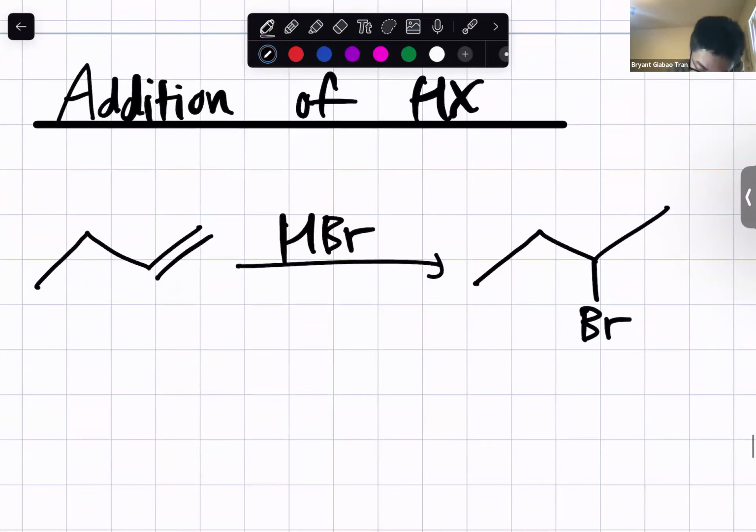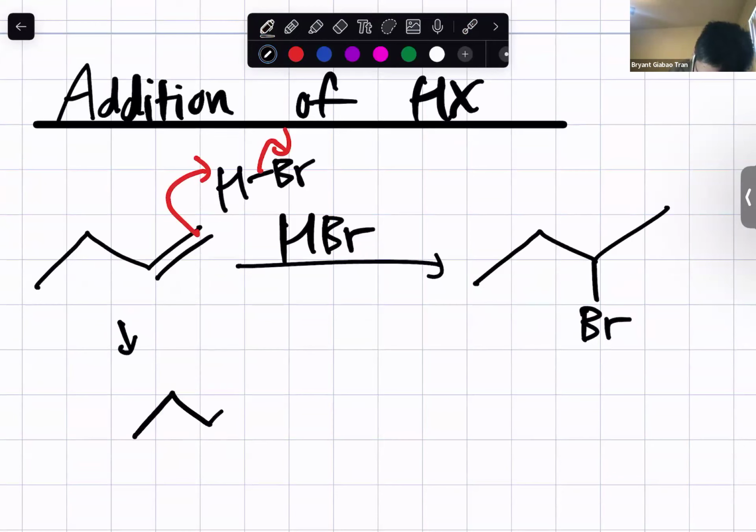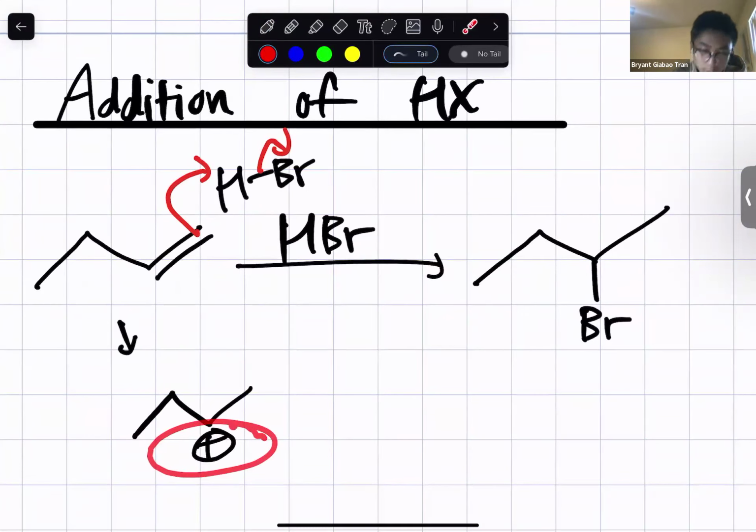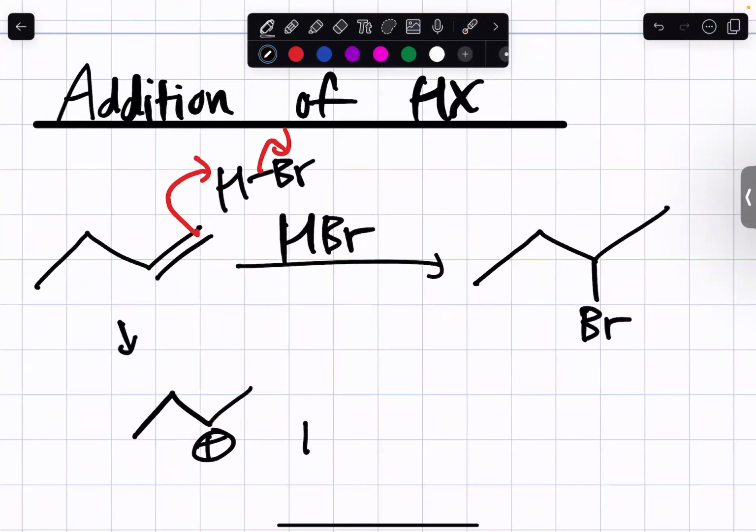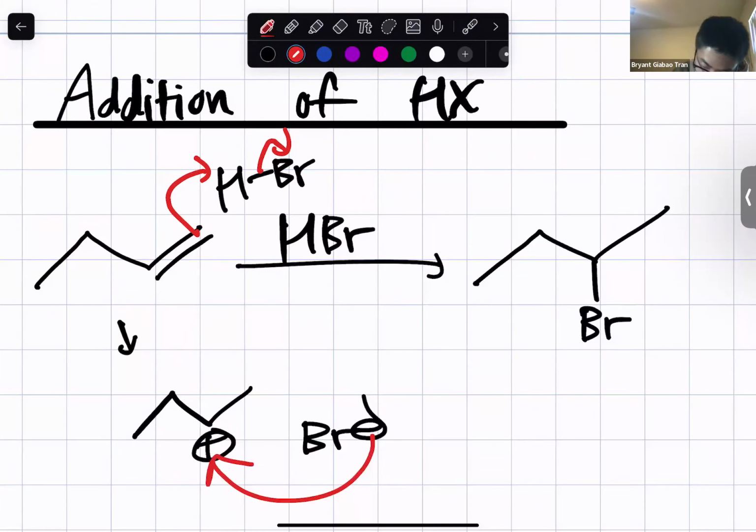Because the mechanism is that we want to form the carbocation on the more substituted side. So that means the less substituted side has to grab that hydrogen, forming a carbocation there. There's no rearrangement step here, no hydride or methyl shift, because that's already at its most stable position it could be at, where the Br minus can come in and attack that positive charge and give us that right there.